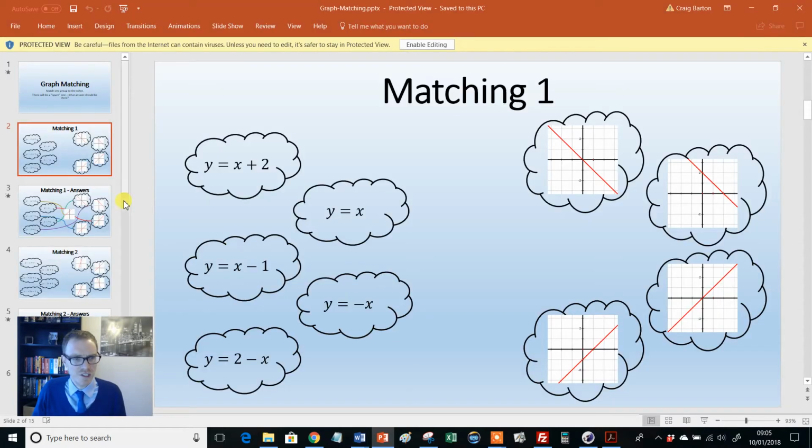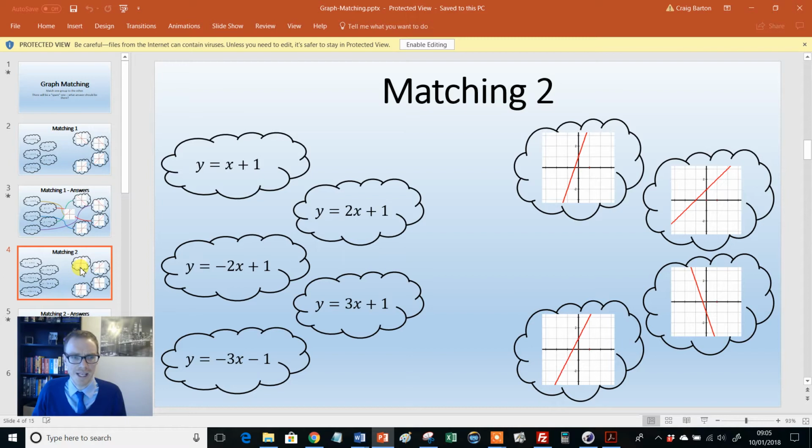But then it continues in complexity. So again, this time we have straight line graphs here, but now we're changing the coefficient in front of the x. So what role does that have? How are 2x plus 1 and minus 2x plus 1 different? How are 2x plus 1 and 3x plus 1 different? What's the same? What's different about them? So we get kids looking at intercepts, calculating gradients and so on, all the big skills.